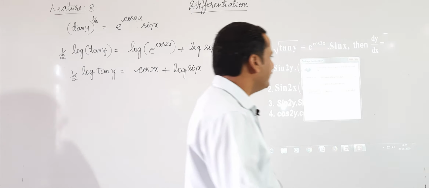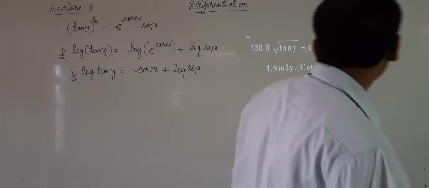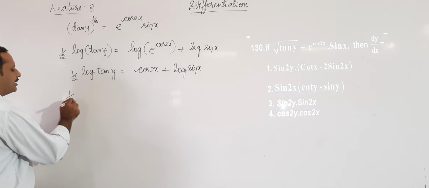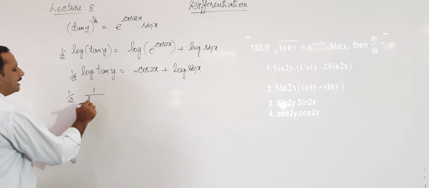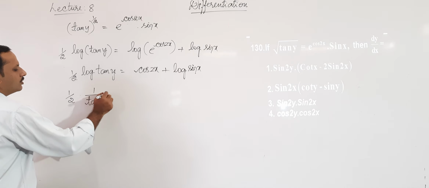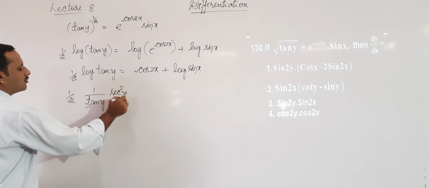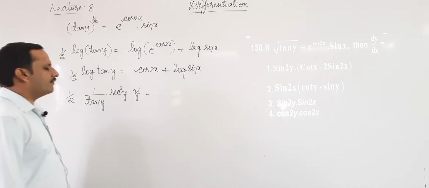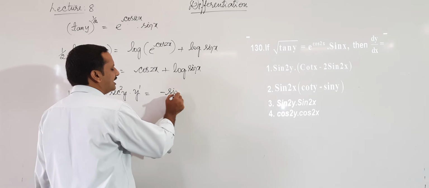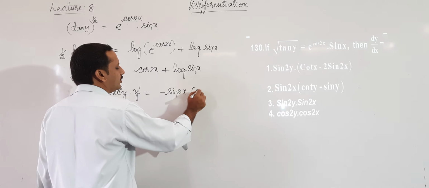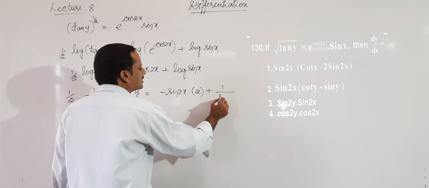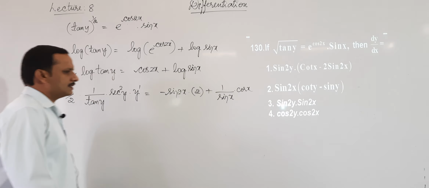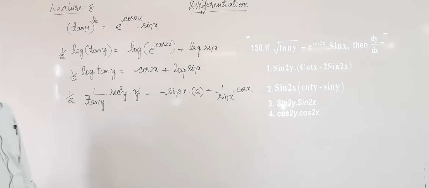Differentiate this again with respect to x. So the derivative of half log tan y is 1 by 2 into 1 by tan y into the derivative of tan y, which is secant square y into y dash. That is equal to the derivative of cos 2x, that is minus sin 2x into 2, plus the derivative of log sin x, which is 1 by sin x into cos x. Okay, let us simplify this.